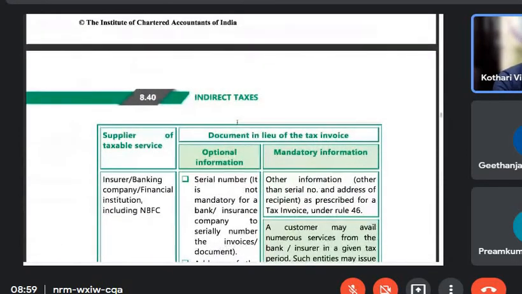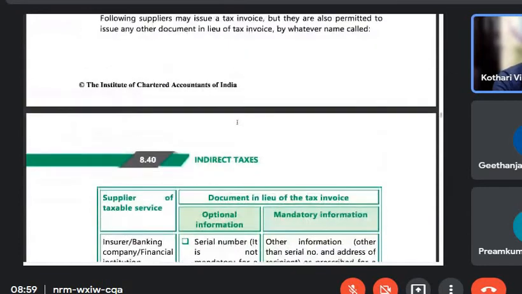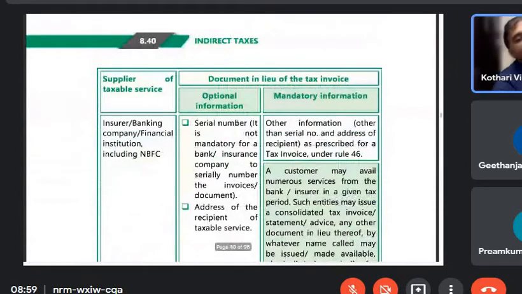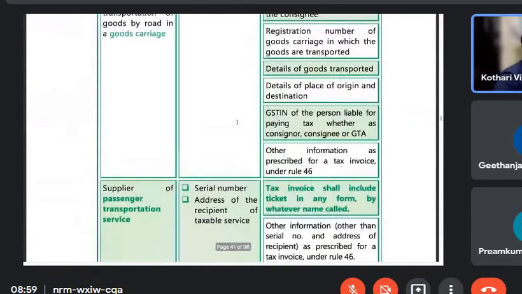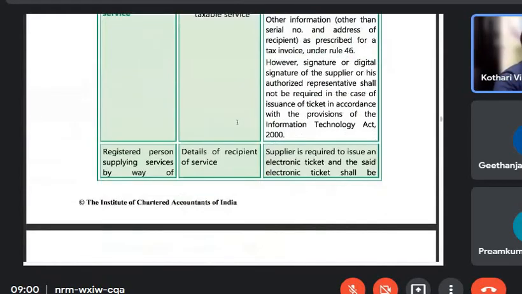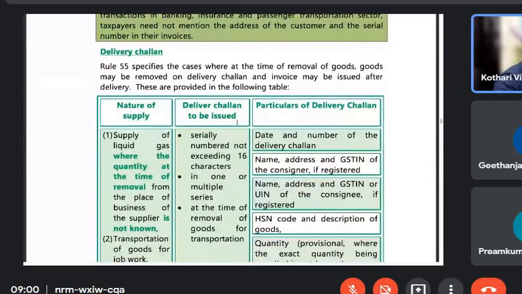What is delivery challan is that, in case of tax invoice, delivery challan can be issued. Say for example, the goods have to be moved and the invoice cannot be issued now due to some technical problem. So they can issue the delivery challan. Whenever the goods are delivered, Rule 55 specifies the cases where at the time of removal, goods may be removed on delivery challan and invoice may be issued after the delivery.